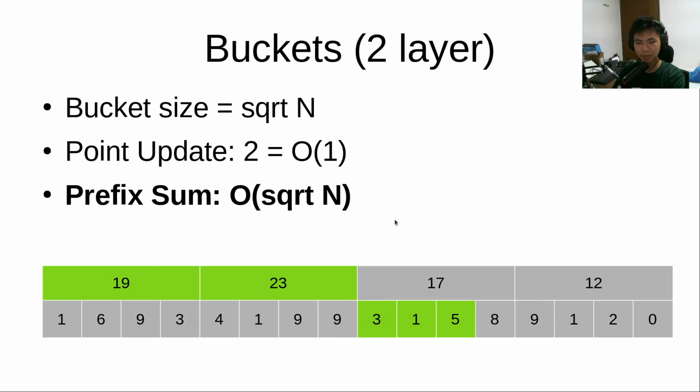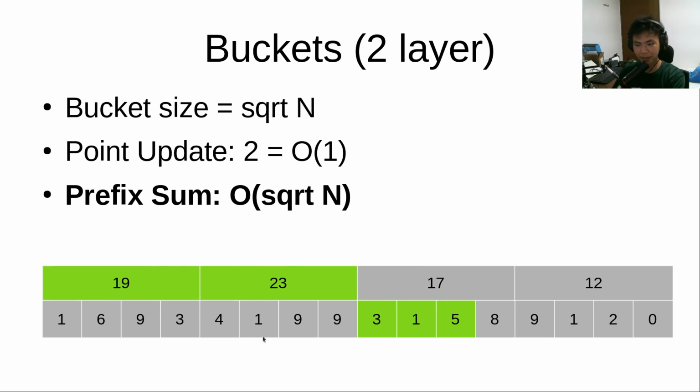And now prefix sums can be performed in O(square root n) as well, because if we want to query the prefix sum up to this element 5, instead of summing up 1 plus 6 plus 9 plus 3, plus 4 plus 1 plus 9 plus 9, and so on until this element 5, I can just realize that I've computed the sum of these 4 elements and stored it in a bucket somewhere. And so I can just retrieve that sum and not recompute it again. And likewise for 4, 1, 9, 9. And so we can just use these 2 bucket values instead of performing the sum of each array element.